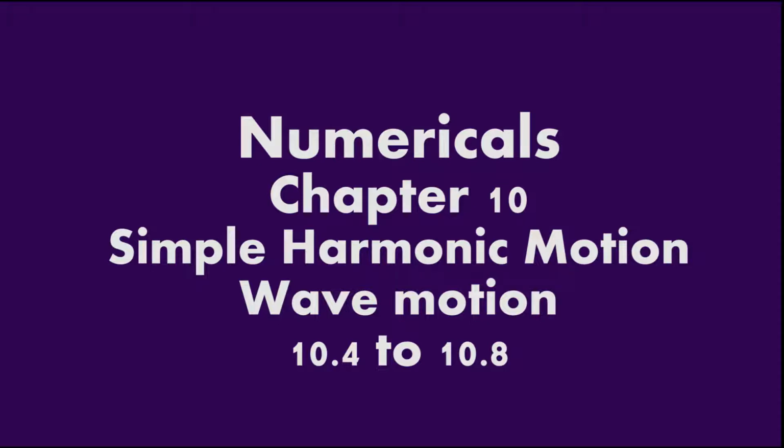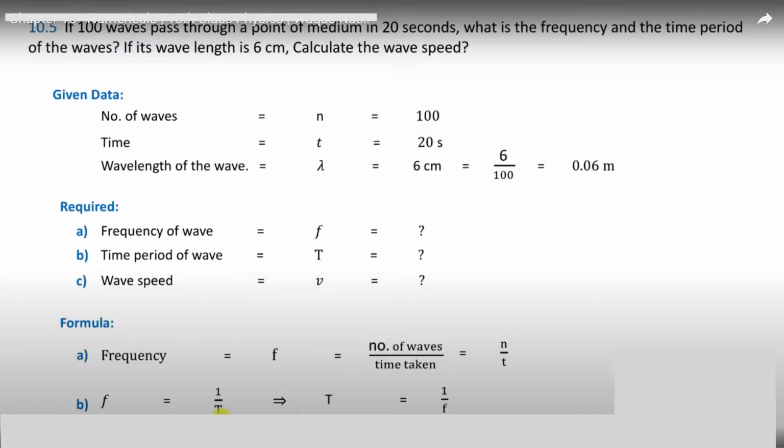We will be solving some numericals today. The first numerical we have is: if 100 waves pass through a point of a medium in 20 seconds, what is the frequency and time period of the wave if its wavelength is 6 centimeters?